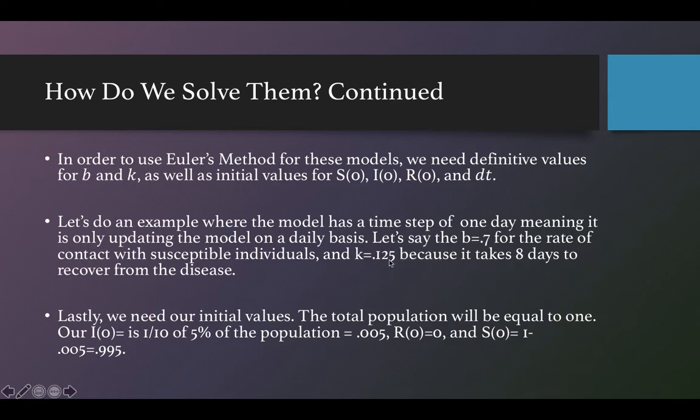So that number k there is always going to be found with just 1 over the number of days that it takes for the individuals to recover from the disease. All of these values that we're giving here in this slide are just initial values that we chose to do an example. It could be anything. You could start with any number of days it takes to recover and any number for the rate of contact with susceptible individuals. We're just choosing some here to do an example with.